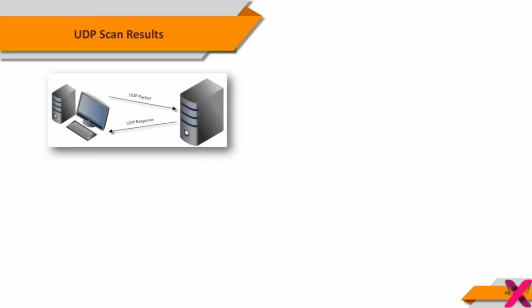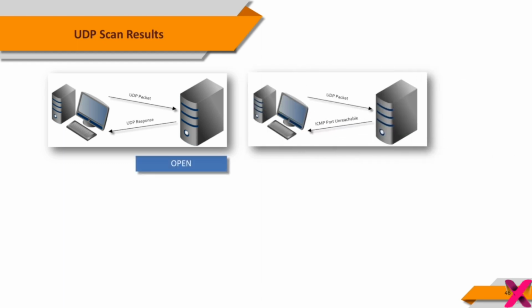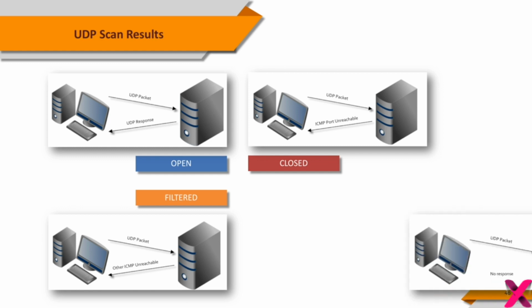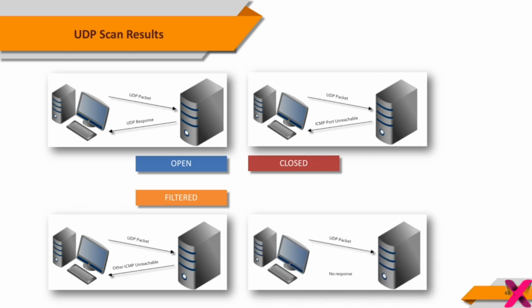Let's see how Nmap interprets the results of a UDP scan. Occasionally, a service will respond with a UDP packet, proving that it is open. If an ICMP port unreachable error, type 3, code 3, is returned, the port is closed. Other ICMP unreachable errors, type 3, codes 0, 1, 2, 9, 10, or 13, mark the port as filtered. If no response is received after retransmissions, the port is classified as open|filtered.